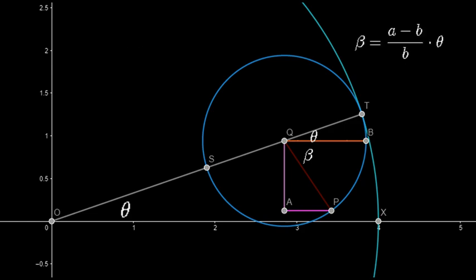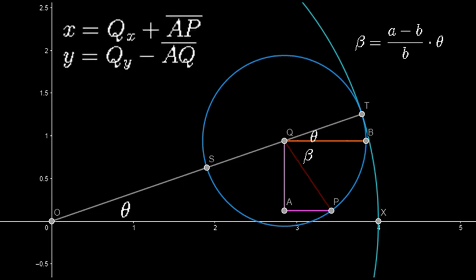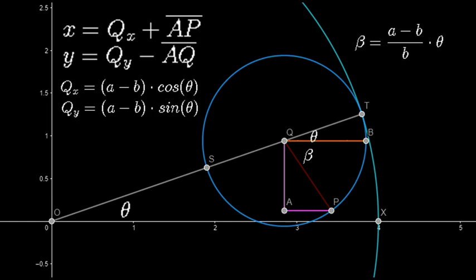Next up, let's solve for P in terms of different segments. X equals Q sub X plus AP. Y equals Q sub Y minus AQ. OQ is always TO minus TQ, which is A minus B. That makes Q sub X equal to A minus B times the cosine of theta, and Q sub Y equal to A minus B times the sine of theta.